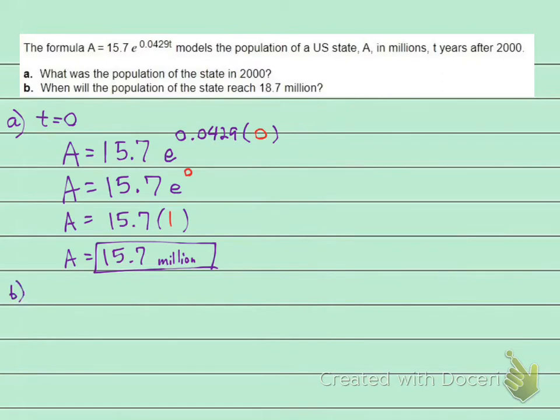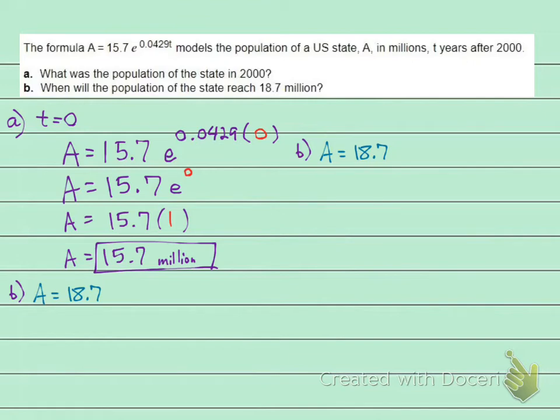Part B says, when will the population of the state reach 18.7 million? So we're trying to find out when A is 18.7. We're going to write the formula down again, and we're going to take 18.7 and plug it in right there for A. So we're going from 15.7 to 18.7. All right, let me move this over to the right-hand side. Do a little technology, internet magic here. I'll put it over here. Nice. Okay, let's go ahead and rewrite the equation.